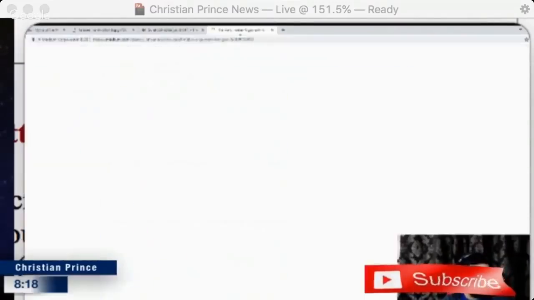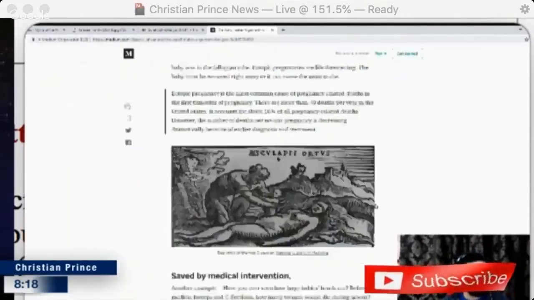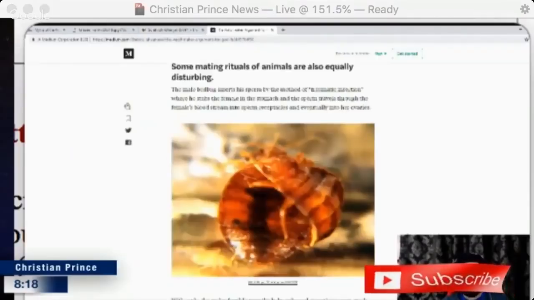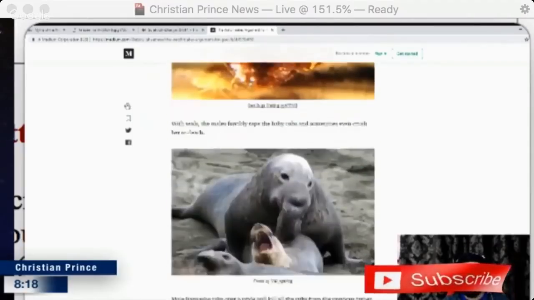So what the thing is, I would also give a counter example, because when you said that, for example, God's fingerprint is on the creation, this is a little bit different point than what you're saying about male and female, but just humor me for a second. Why do we find that there are things in nature which are very disturbing? For example, the way that bed bugs mate is very disturbing. The male inserts his sperm by traumatic insertion: he stabs the female in the stomach and the sperm travels through her blood into the sperm receptacles and eventually into the ovaries. This is a very horrible way to make someone pregnant.